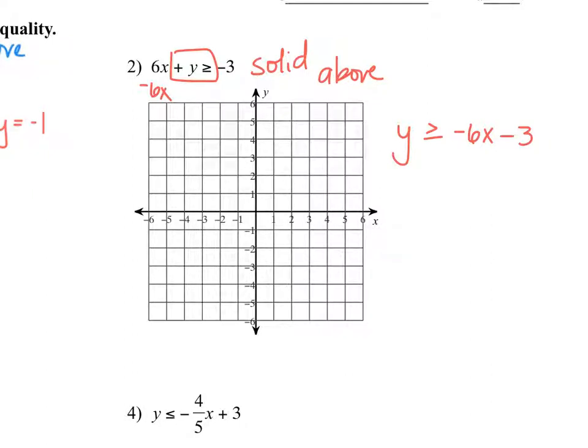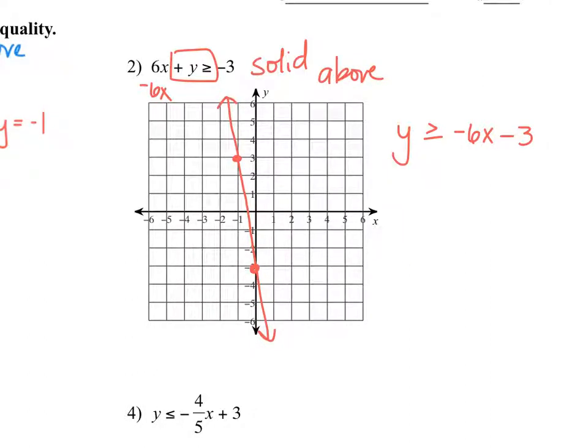Well, I don't really have room to go down 6. That like runs me off the graph. So instead, I'm going to go up 6 and to the left 1. That's going to keep that negative slope. Now this time I'm going to do a solid line because that's what I told myself.